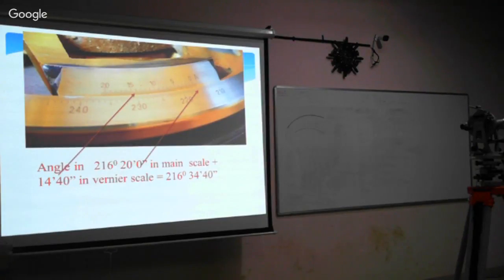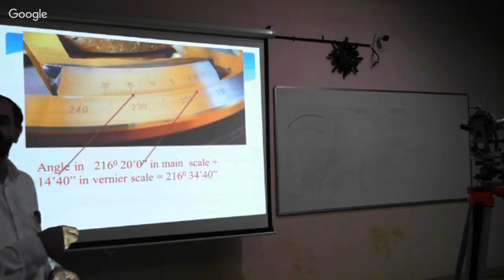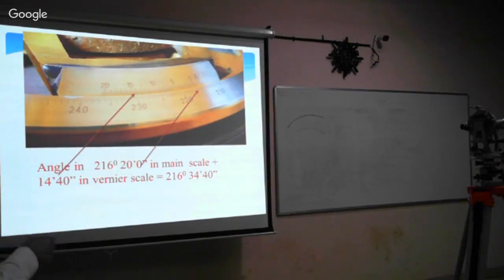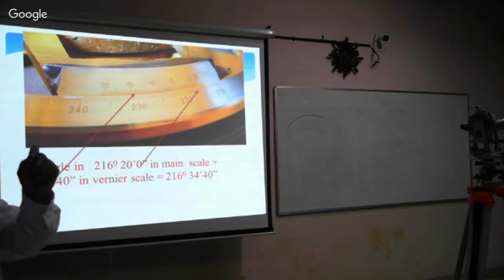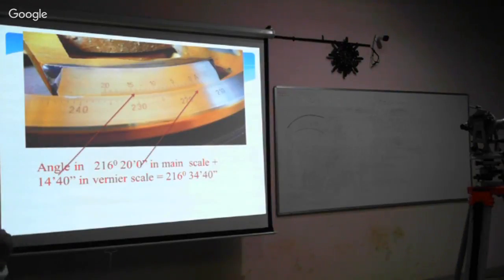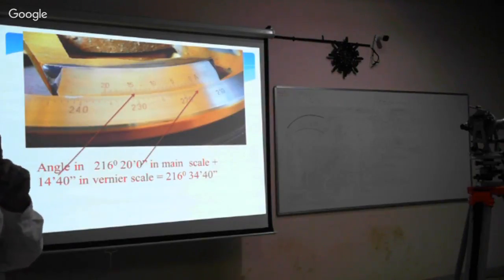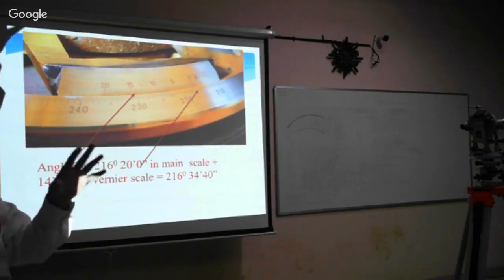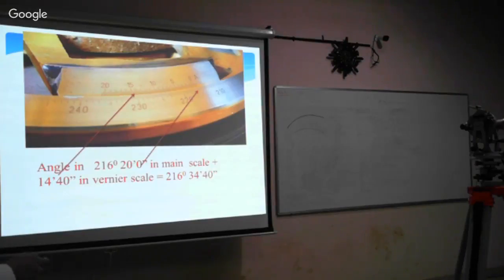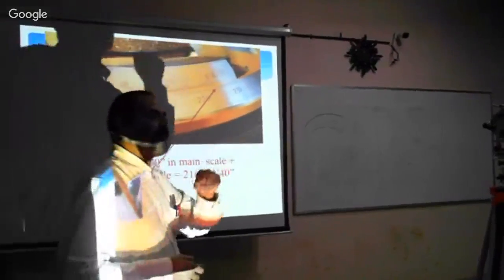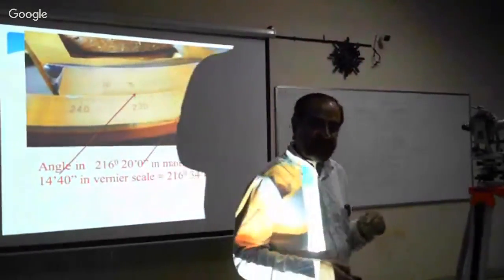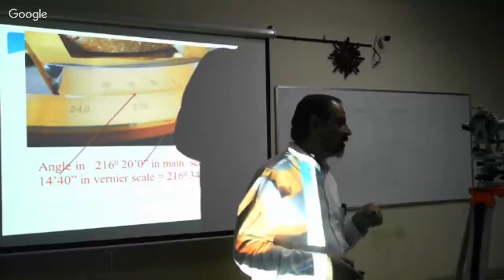Now, if you go through this theodolite, the least count of the theodolite is how much? The least count of the theodolite is 20 seconds. The minimum value that can be read from this instrument is 20 seconds. Therefore, we can call it a 20 second theodolite. Doesn't matter. Understood? Transit theodolite.